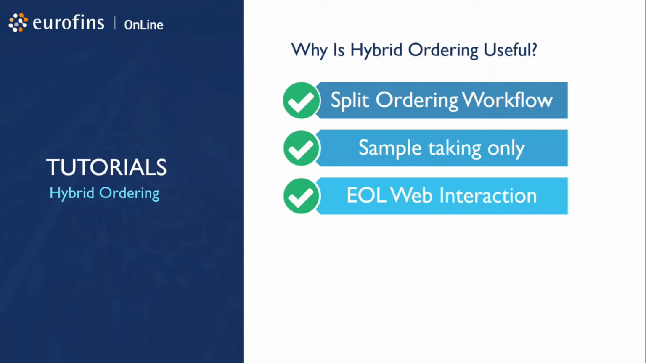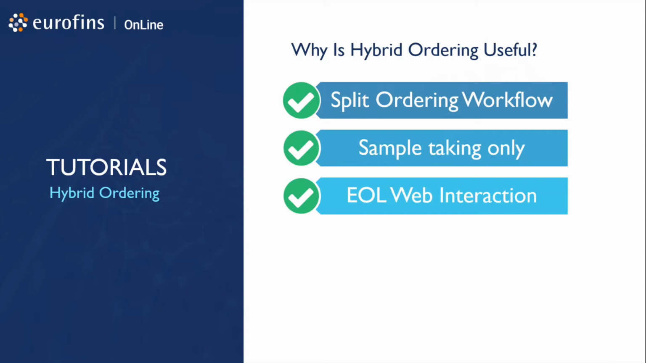So, with regards to the split ordering workflow, quite commonly in larger companies, the sample taker or consultant out in the field is not necessarily the one who defines the analysis or completes or fulfills the order. Up until now, sample takers have been recording this information on paper or spreadsheets, but now they can record it directly through the mobile app into the EOL web application, and it'll be available as a pending order for the person who does actually assign analysis and complete the ordering workflow.